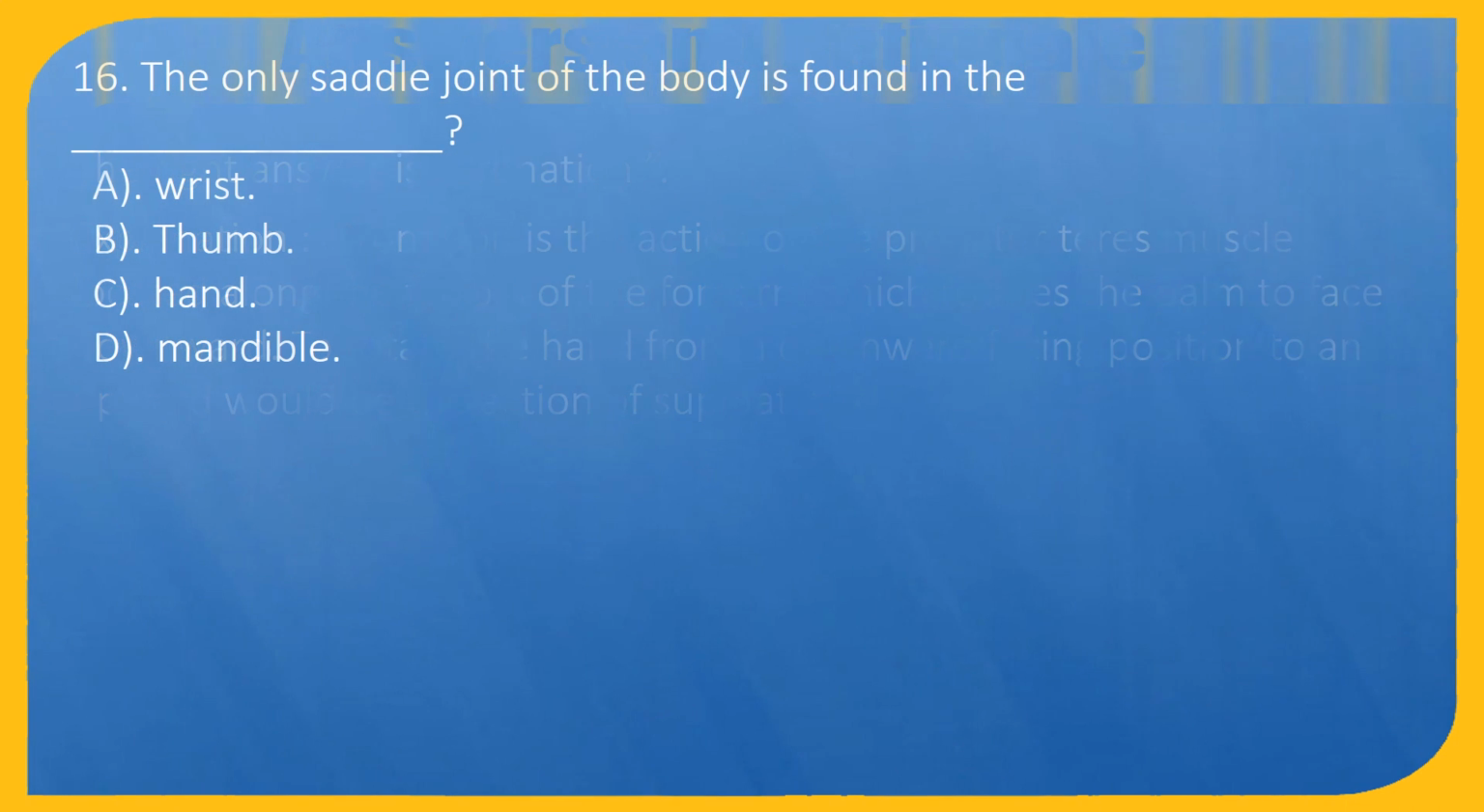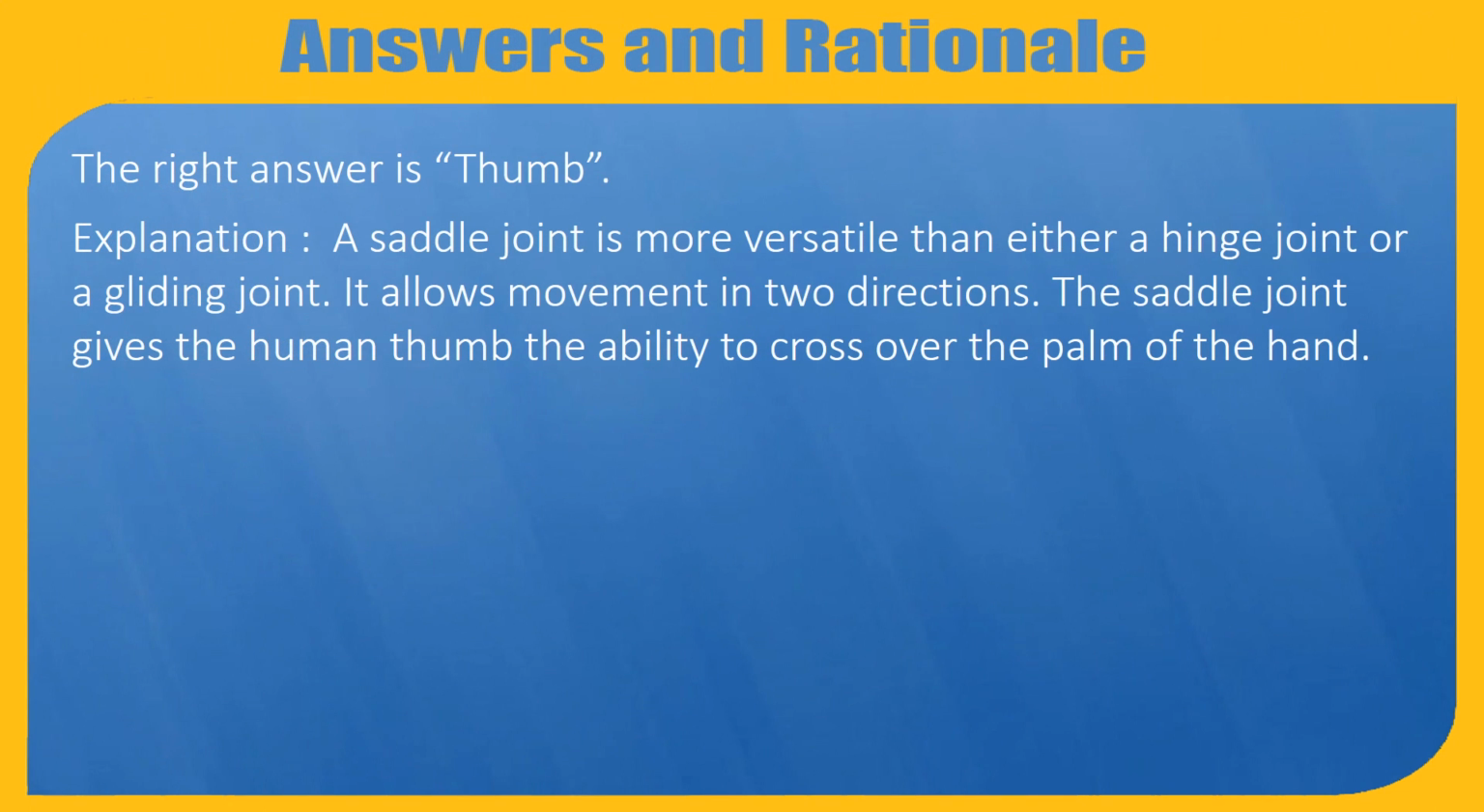supination. Question 16. The only saddle joint of the body is found in the underscore? A. Wrist. B. Thumb. C. Hand. D. Mandible. The right answer is thumb. Explanation: a saddle joint is more versatile than either a hinge joint or a gliding joint. It allows movement in two directions. The saddle joint gives the human thumb the ability to cross over the palm of the hand.